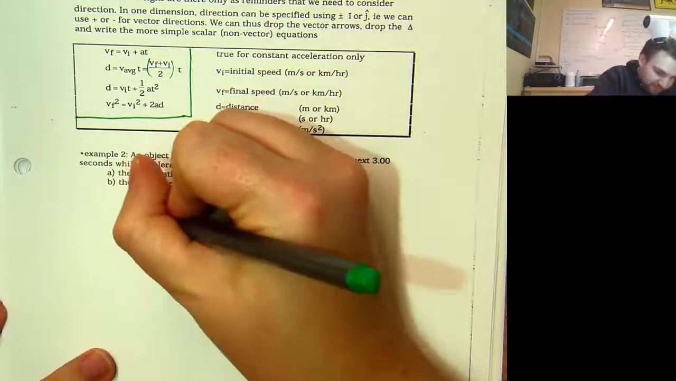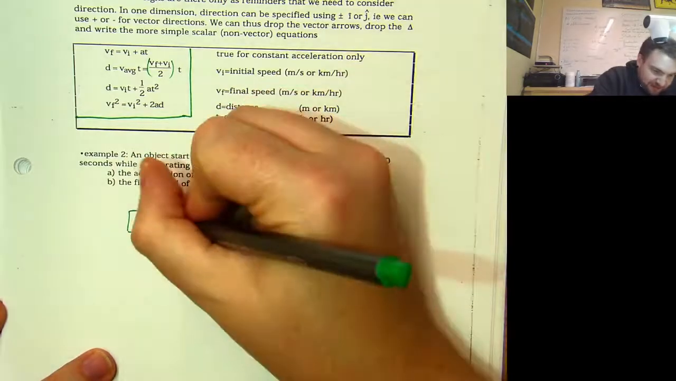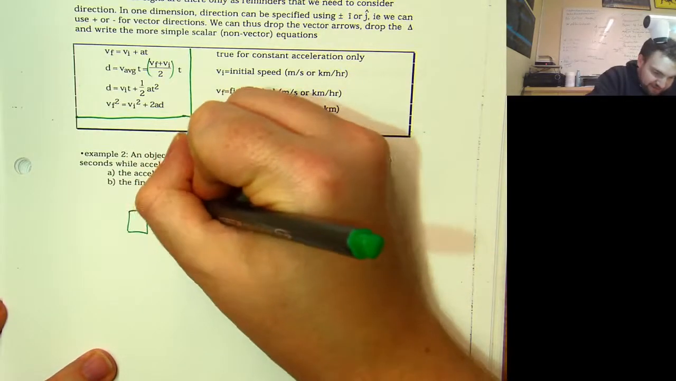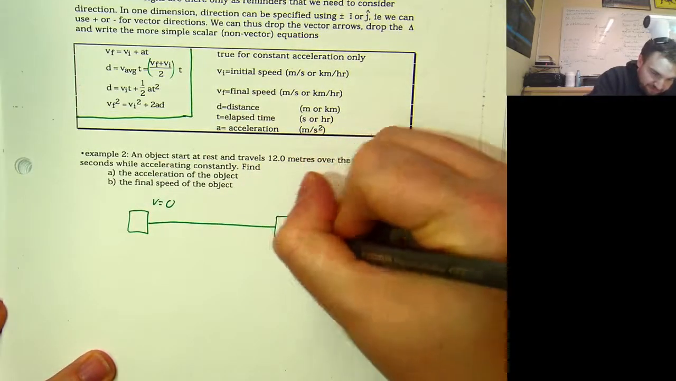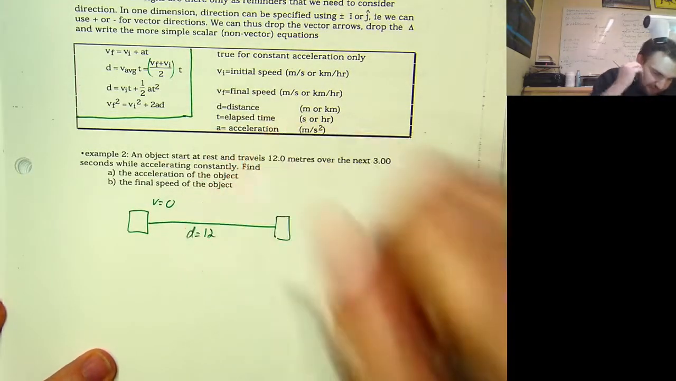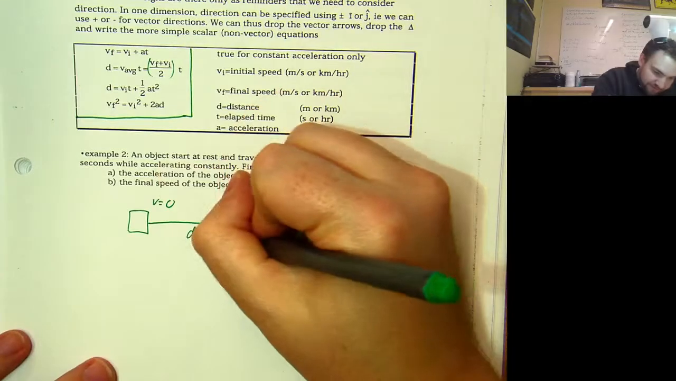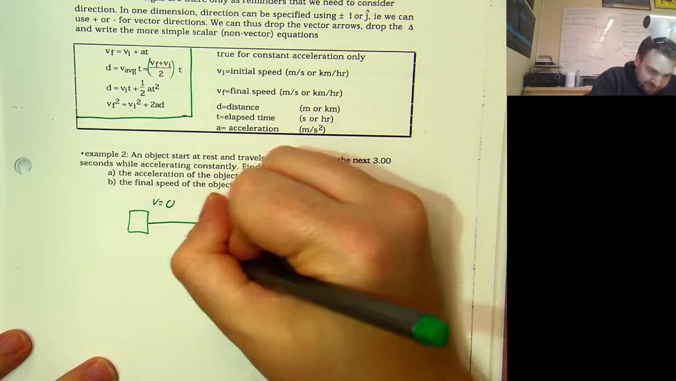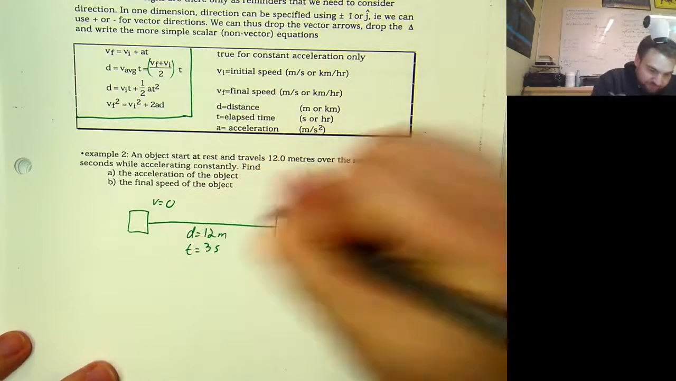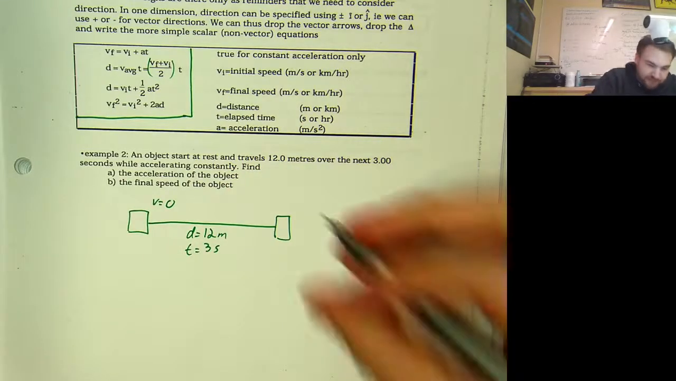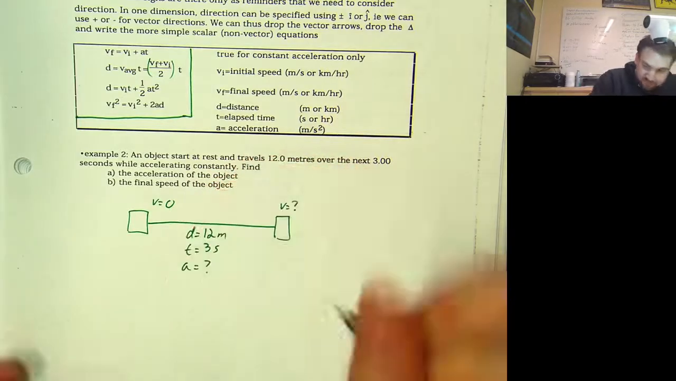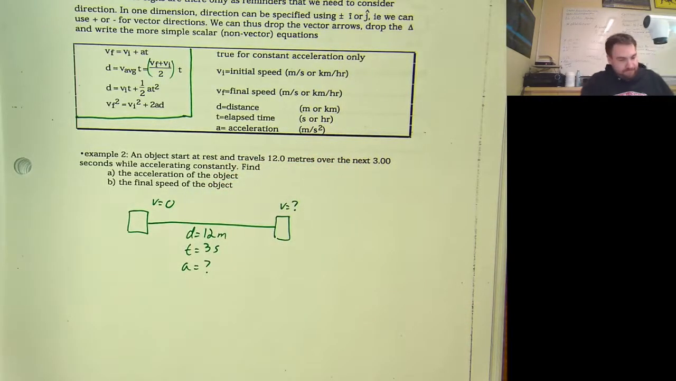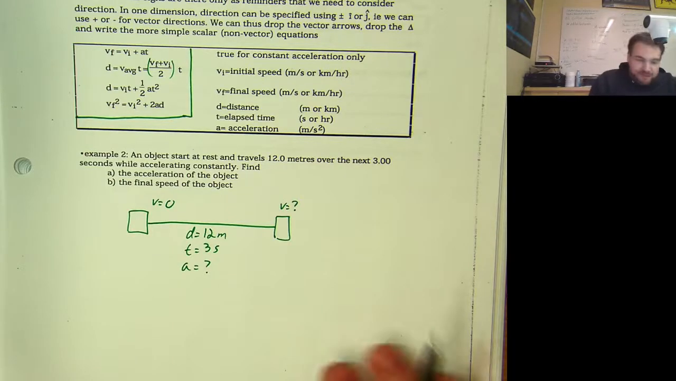So I have an object, don't know what it is, so I'm just going to draw a box. Initially, the velocity is 0. We know that it has traveled some distance, D equals 12 meters, and the time it took was 3 seconds. We're going to want to find out what this is, and we don't know what this is. So I've drawn my picture.